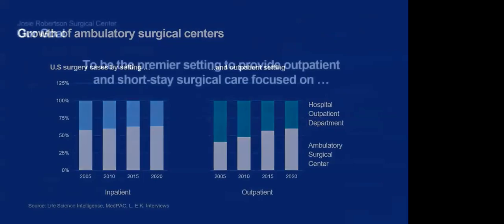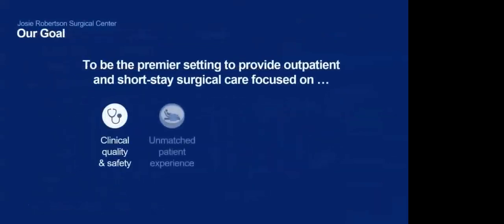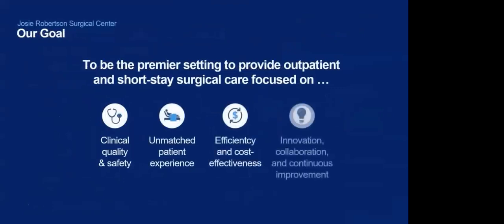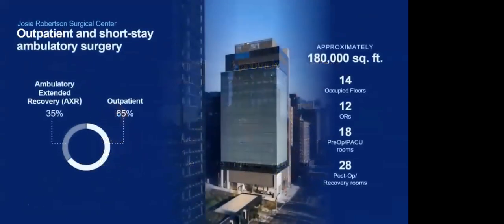This talk will focus on Memorial Sloan Kettering's Josie Robertson Surgery Center located in New York City. This ambulatory center focuses on clinical quality and safety, patient experience, operational efficiency, innovation, and, as we will discuss, continuous improvement. Our volume of patients is comprised of both outpatients, which make up 65% of the volume, and ambulatory extended recovery patients, AXR, which make up the remaining 35%.